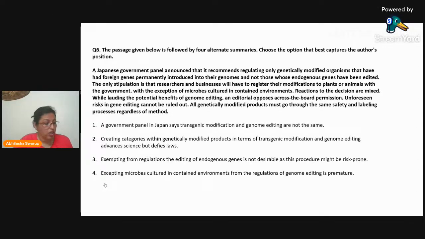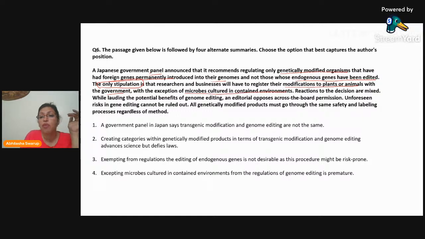All right, let's take a look at this question. So this passage is a very interesting one. It talks about a Japanese government panel announcing. So there is one panel which recommends regulating only GM organisms that have foreign genes permanently introduced into their genomes, and not the ones where endogenous genes have been edited. Now, the only condition here is that researchers and businesses will have to register their modification to plants and animals with the government, except for microbes that are cultured in contained environment.